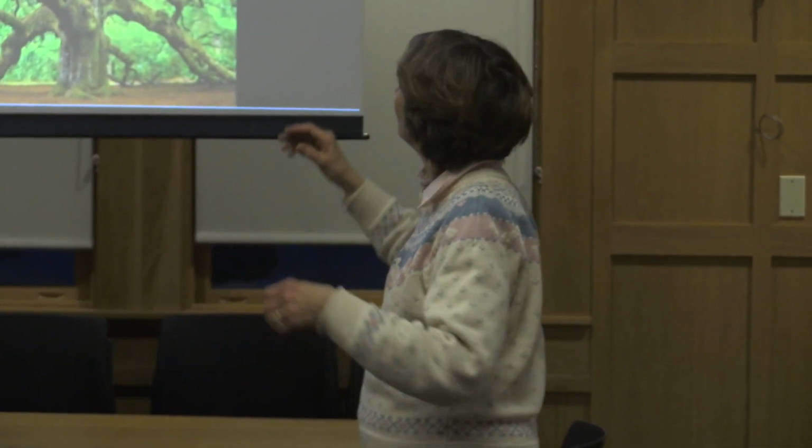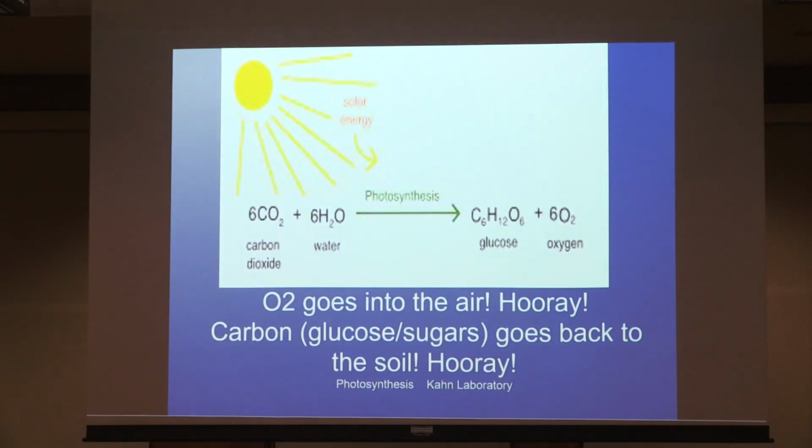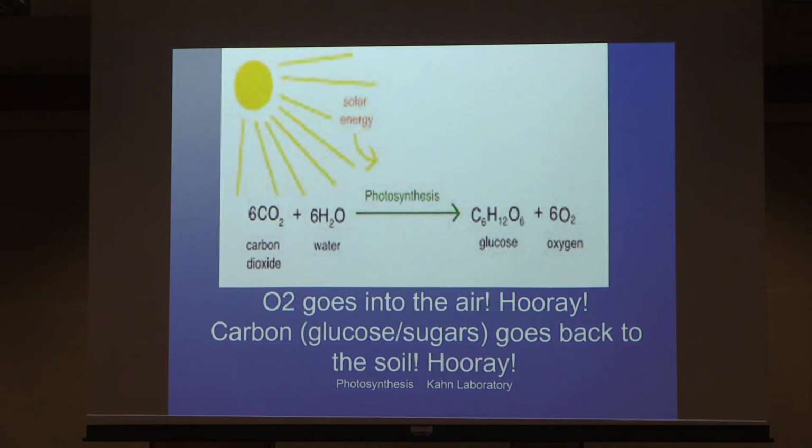So carbon sequestration is a 2-step process. It's taking carbon out of the air, and the second part of that process is putting it back in the soil. And here we have a reminder of photosynthesis, which we all had in high school, I'm sure. Would you talk us through that?